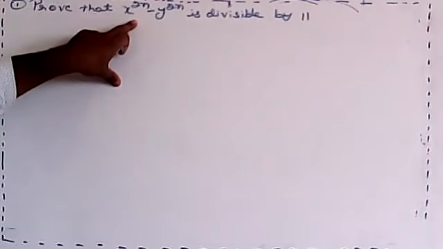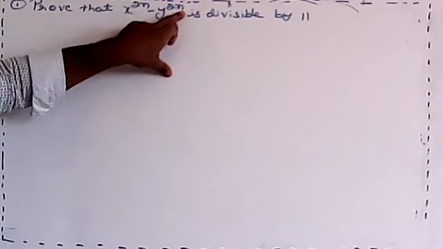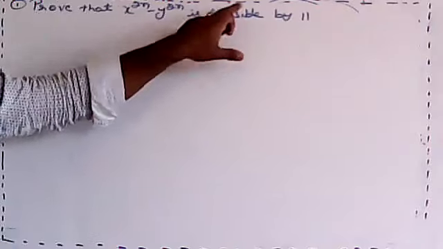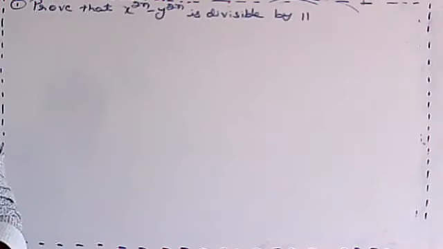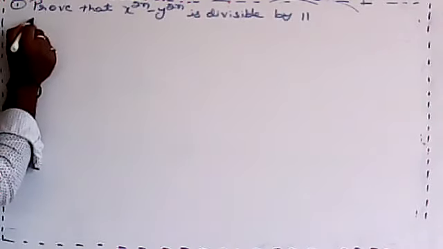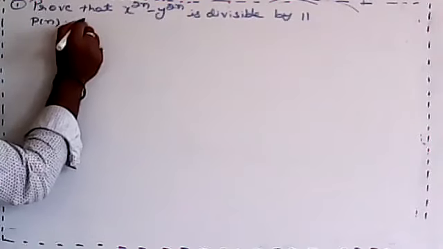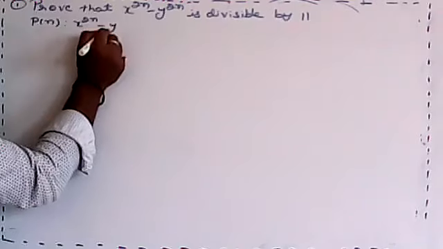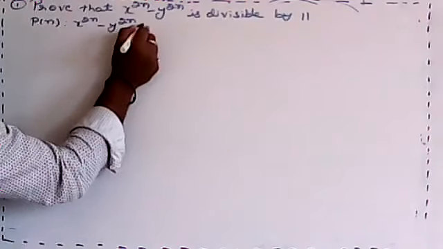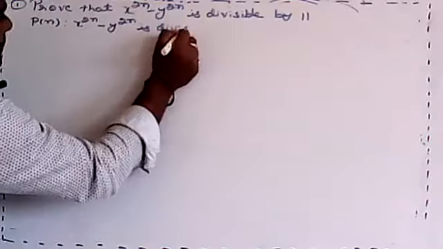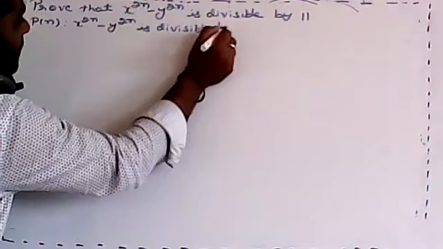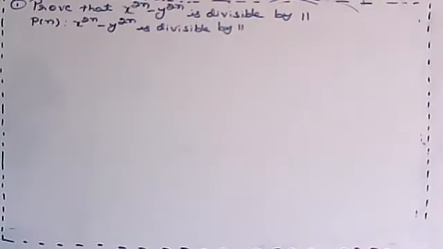The first problem is what? Prove that x to the power of 2n minus y to the power of 2n is divisible by x plus y. Correct? You have to tell me how you have to solve these problems, all the steps. First, given the problem, we have to take it as P of n. P of n: x to the power of 2n minus y to the power of 2n is divisible by x plus y.